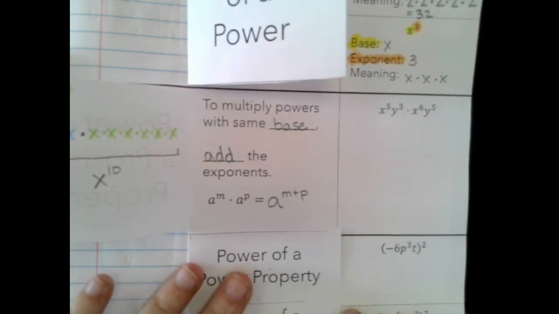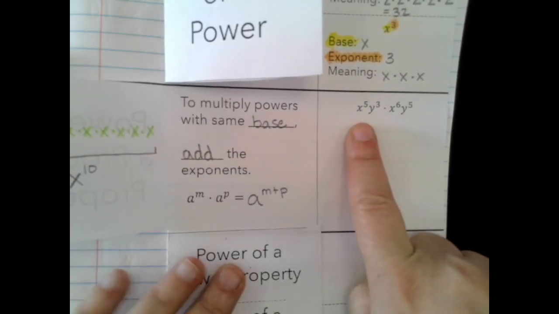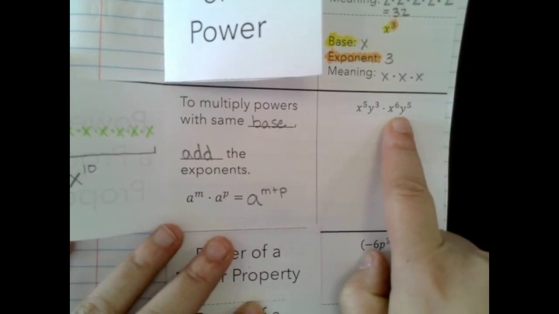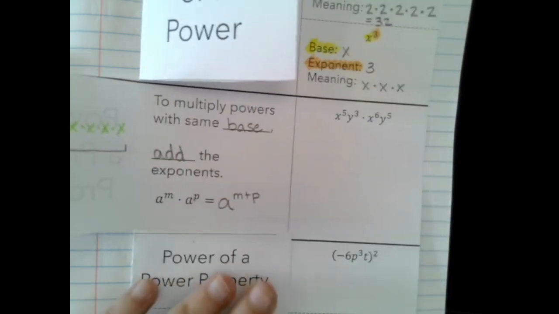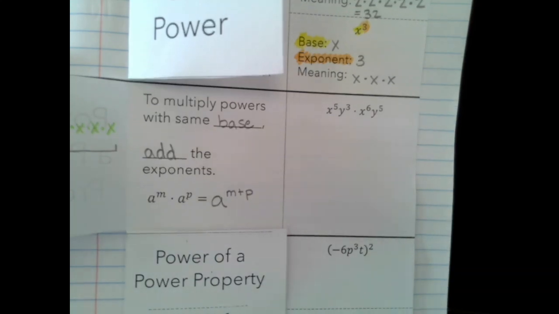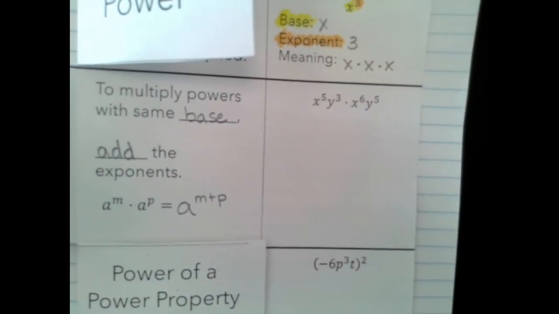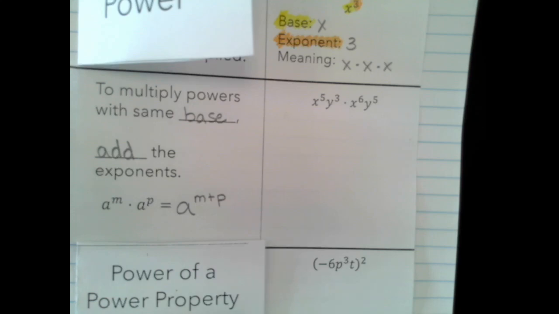All right, so as I take a look at this one, we have x to the 5th power times y to the 3rd power times x to the 6th power, y to the 5th power. First thing we're going to do is use our commutative property. We're going to move things around. So let's move the x's together and the y's together.